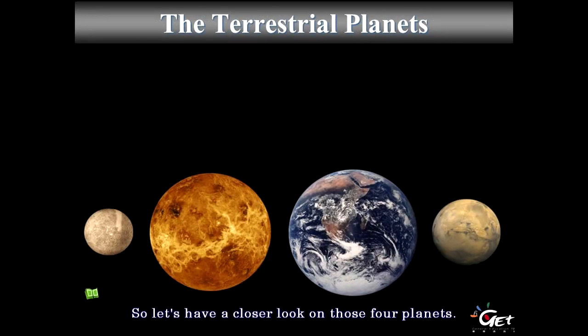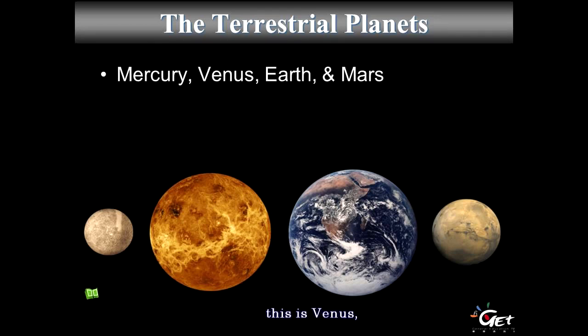So let's have a closer look at those four planets. These are real pictures taken by probes of the four different planets. This is Mercury, this is Venus, this is Earth, and this is Mars. The scale is more or less respected here. So Venus and Earth are very similar in size, while Mercury and Mars are smaller.